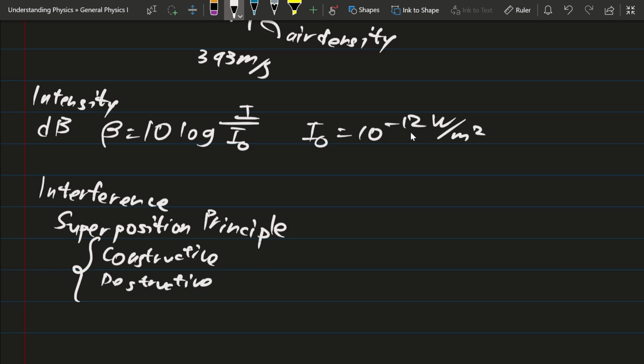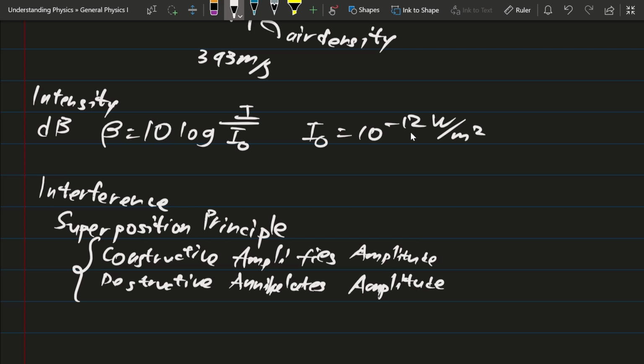Constructive basically amplifies amplitude, while destructive actually annihilates amplitude. I don't know how to write annihilates. Something like that.